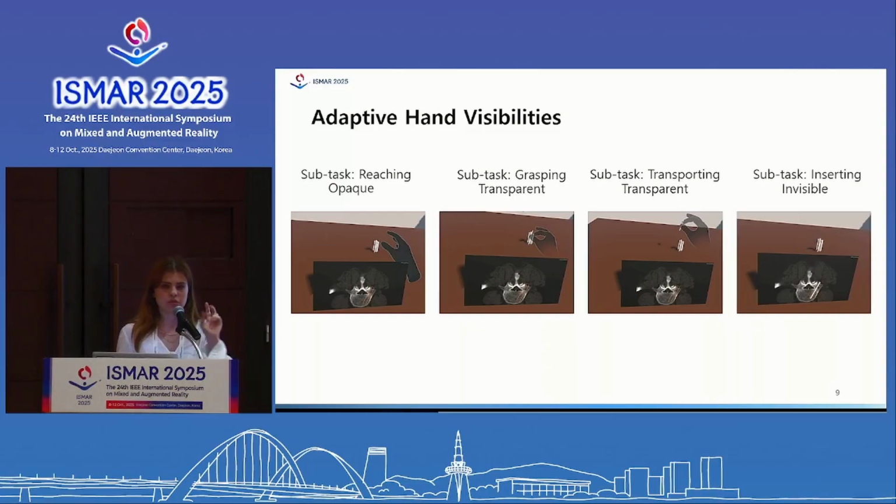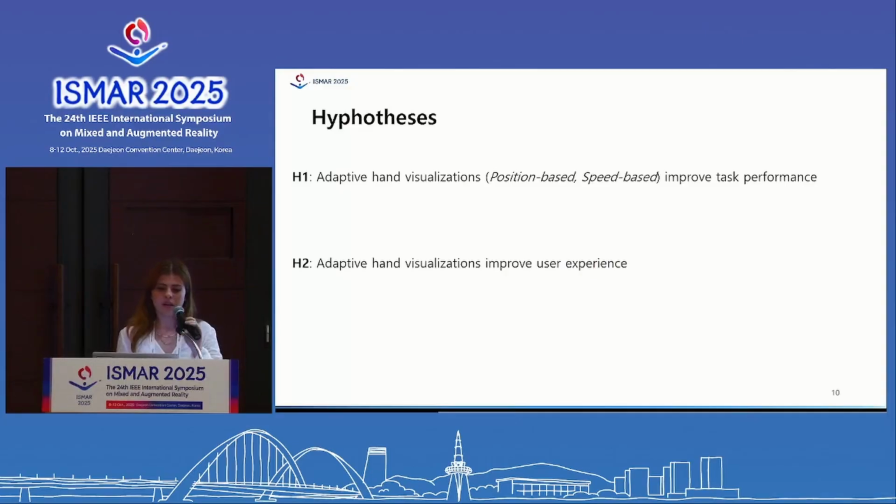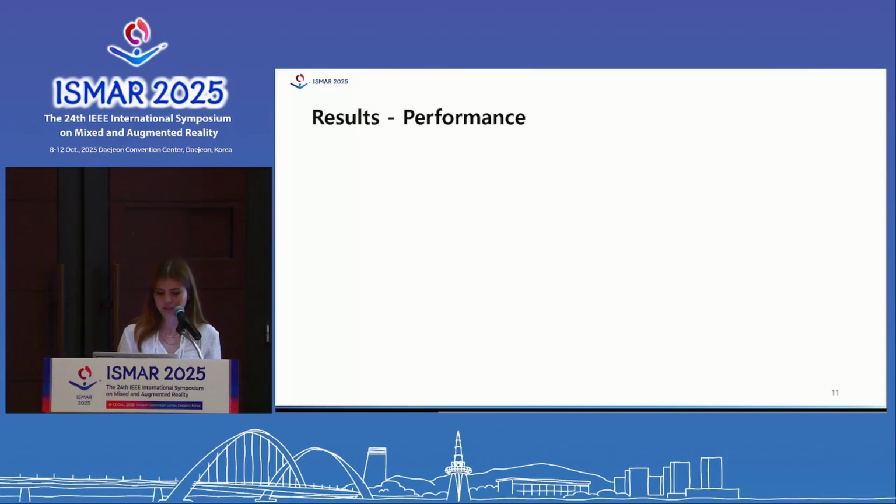We compared our two adaptive hand visibilities with three existing visibilities, which are opaque, transparent, and invisible hands. In our study, we used the pedicle screw placement task, where the user needs to reach, grasp, transport, and insert the object as fast and as accurately as possible. Our first hypothesis is whether the adaptive hand visibilities can improve user performance, and the second one is about the user experience.